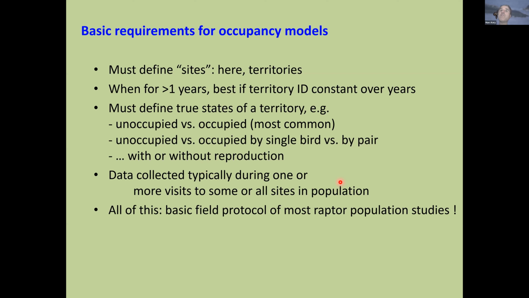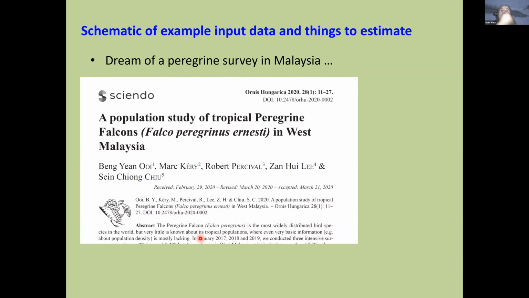And typically the data are collected during one or more visits to some or all of the sites in a population. All of this is really just the basic field protocol of most raptor population studies. So to give an illustration of the typical types of input data that we can use in such occupancy models, let's just dream of a peregrine survey in Malaysia.